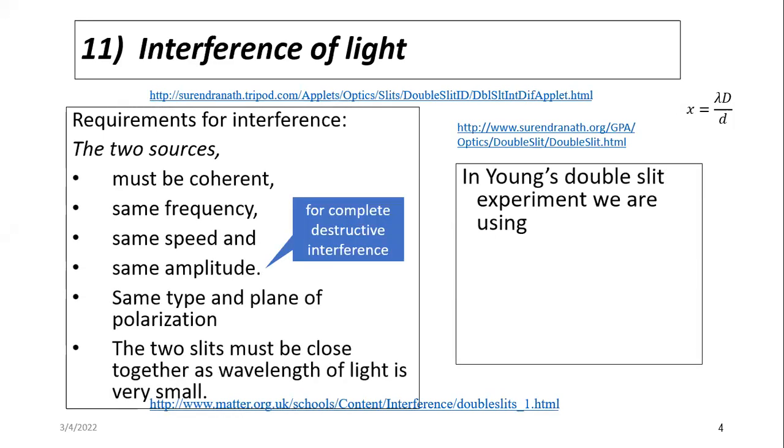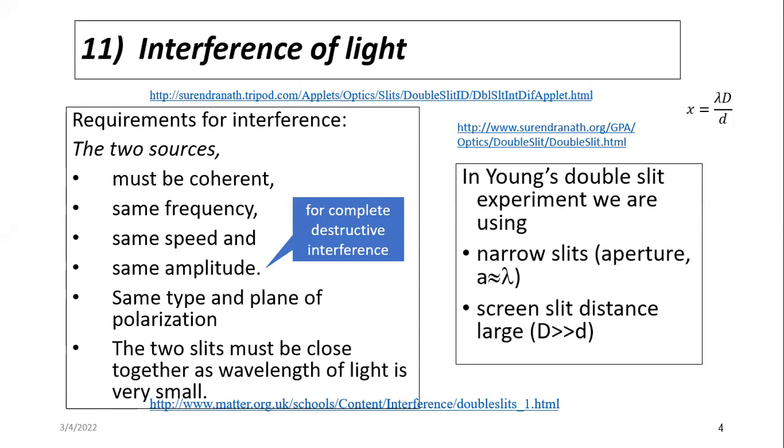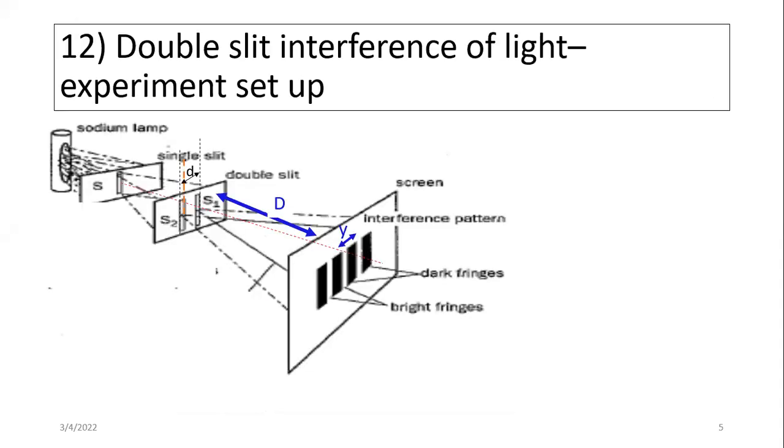Interference of light. Okay, let's carry on. That's what it means by plane of polarization. Okay, let's set up the double slit experiment. Double slit interference of light, experiment setup. That's your sodium lamp, which provides yellow light, a monochromatic source. That's your single slit. That's your double slit. That's your screen.